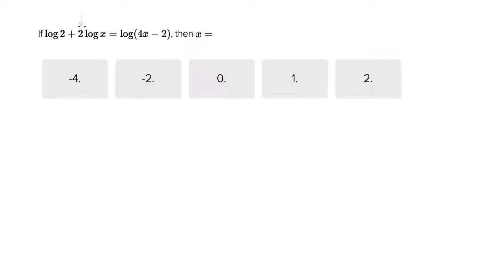a number multiplied by the log of something, that is the equivalent. So 2 log x is the equivalent of log x squared. And you also need to know that if you have the log of a binomial, that you can split that apart. So log of 4x minus 2 is equal to log of 4x minus log of 2. So that way you can do kind of algebra on logs. So we're going to do both of those things.